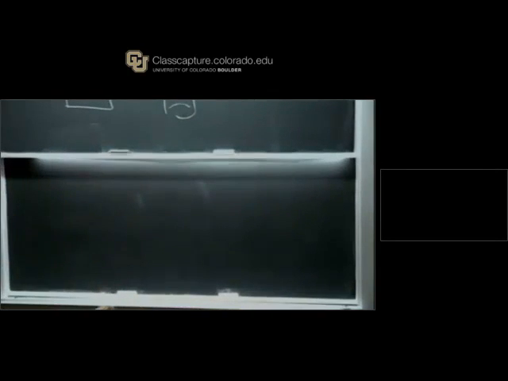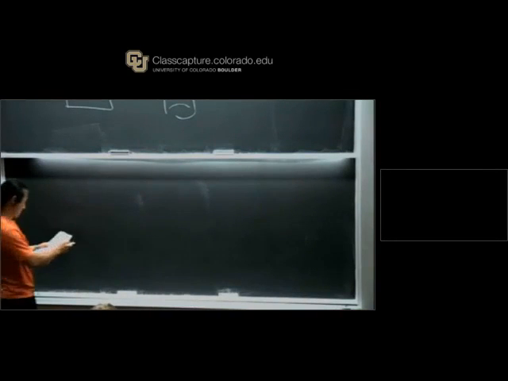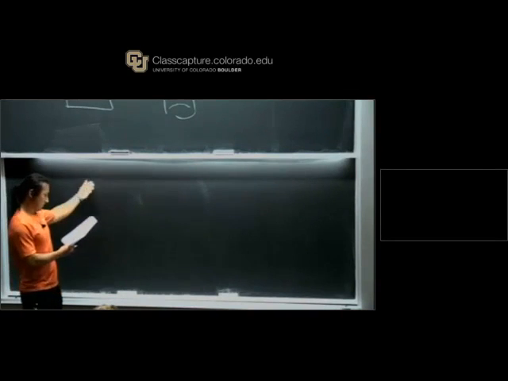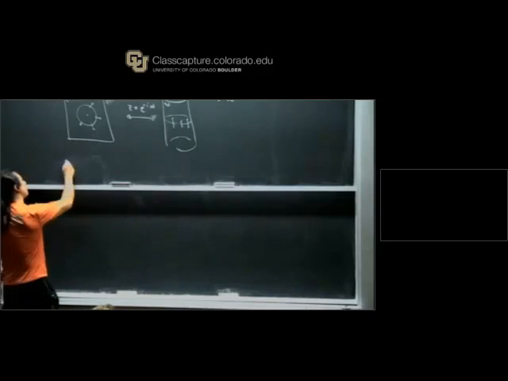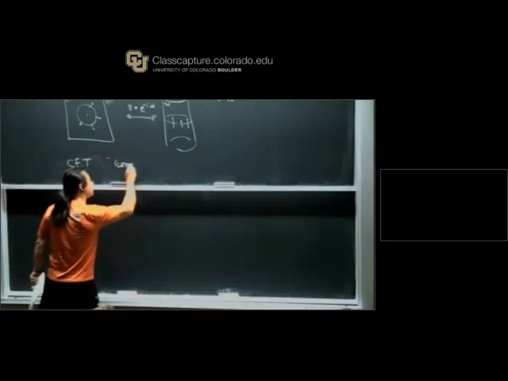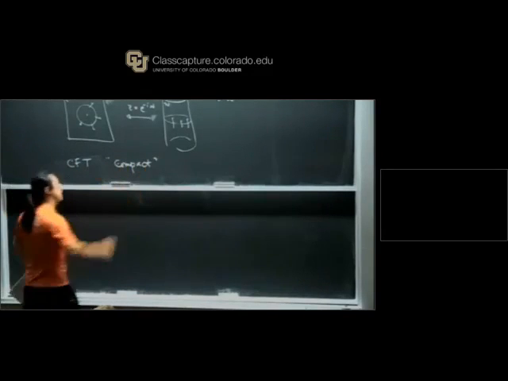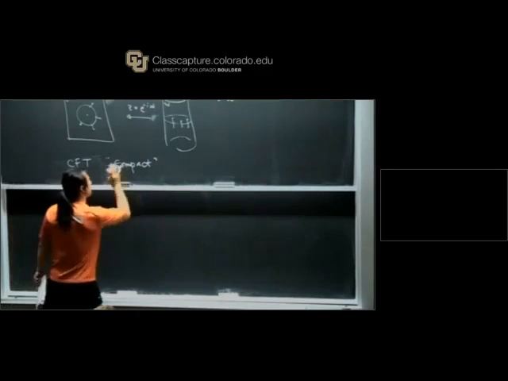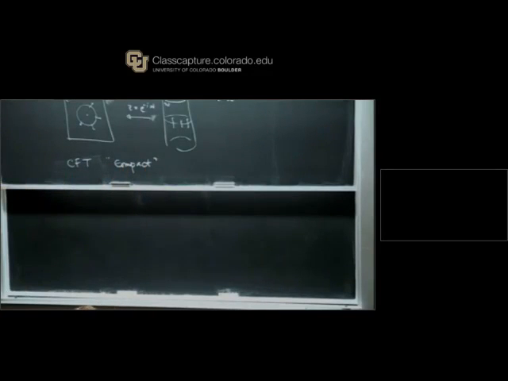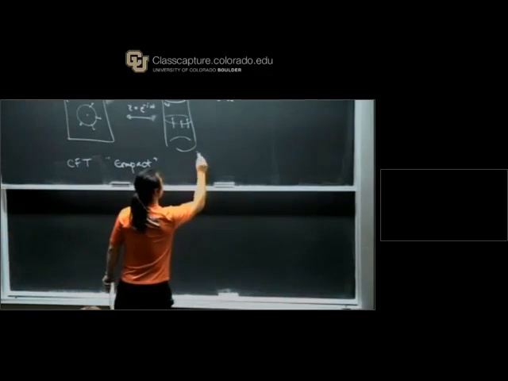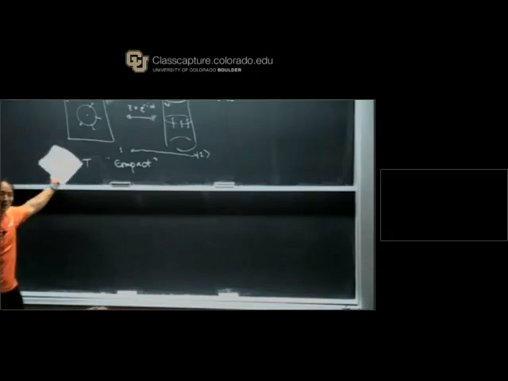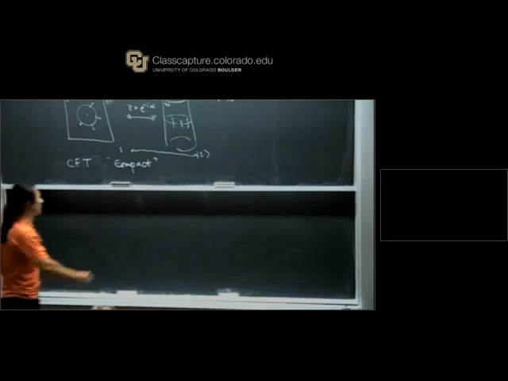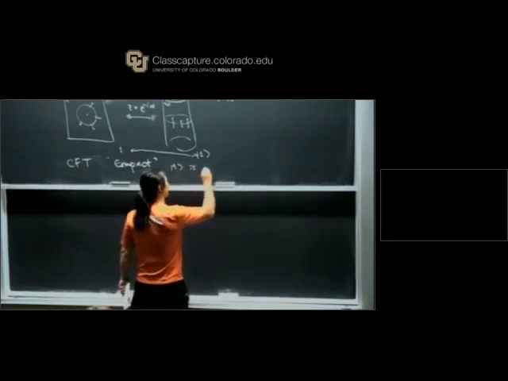Okay, so that's the state-operator correspondence. We'll often assume that the CFT is compact in this context. And by compact, I just mean that there's a normalizable conformal invariant vacuum over here. Let's call it one, because it's related to the insertion of the identity operator on the plane, which amounts to inserting nothing. We assume that this one is normalizable.